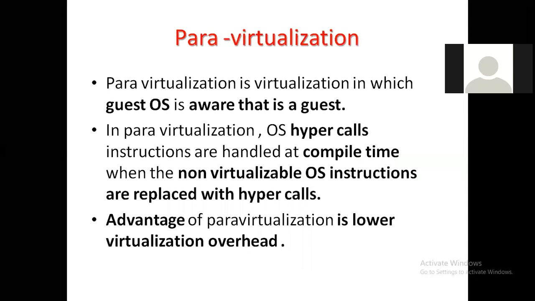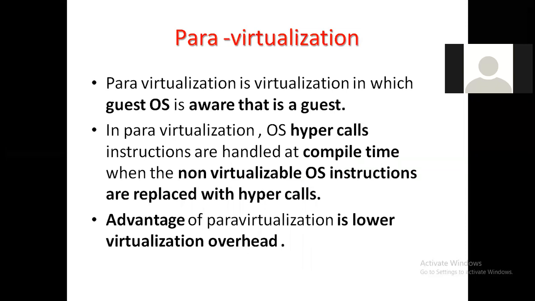The next type is para-virtualization, guys. Here the guest operating system is aware that virtualization is happening. That means it knows that it is a guest operating system. In para-virtualization, the non-virtualized instructions will be converted into hypercalls at compilation time.